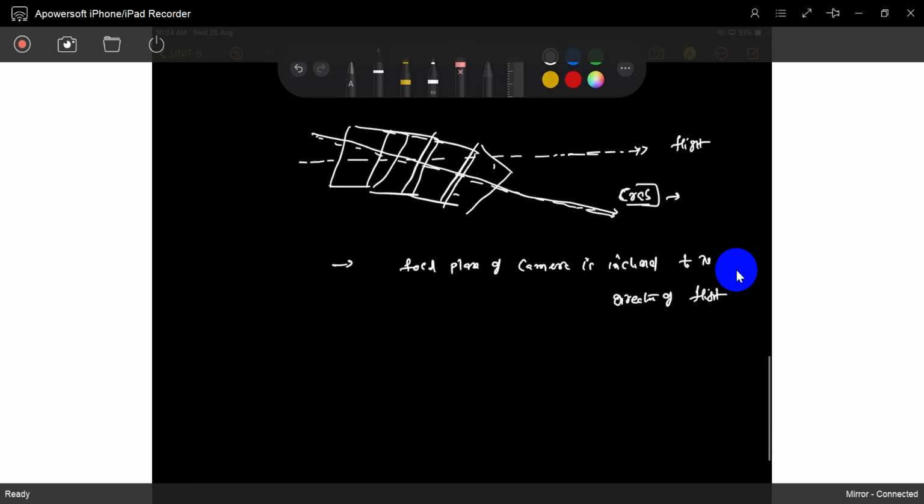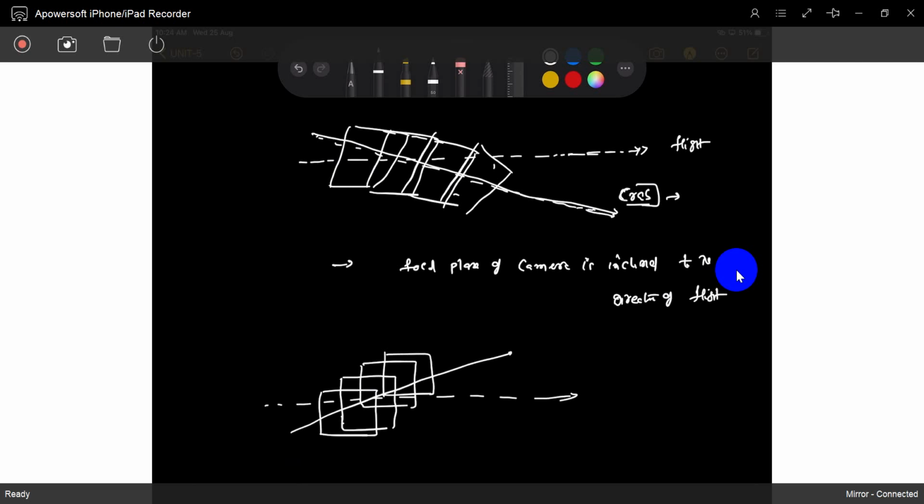What is drift? If you want to see the drift, the photographs are exactly perfect, perfectly vertical. But see what will happen: the flight line will go like this, but the photographs are shifting. It's exactly perfect, not inclined, but the direction is shifting, it goes like this.